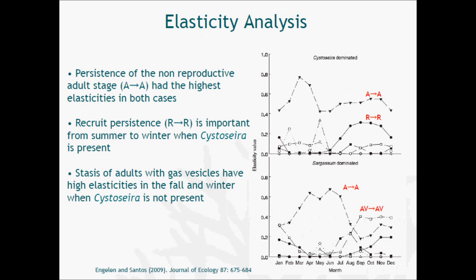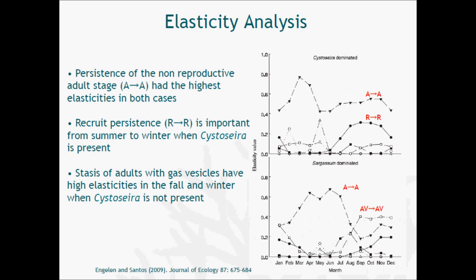Okay, this is the elasticity analysis. I'm not going into the matrix modeling. Let's look at the graphs. This is the time, month, from January to December. And this is how much each transition matters. These arrows are transitions, like the probability that the plant goes from juvenile to adult, for example. So this is what we're testing: what are the transitions that are more important for the population growth rate?